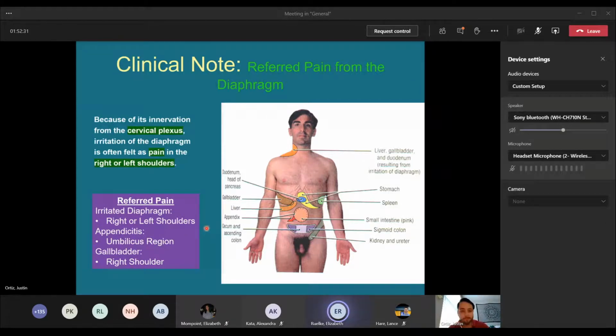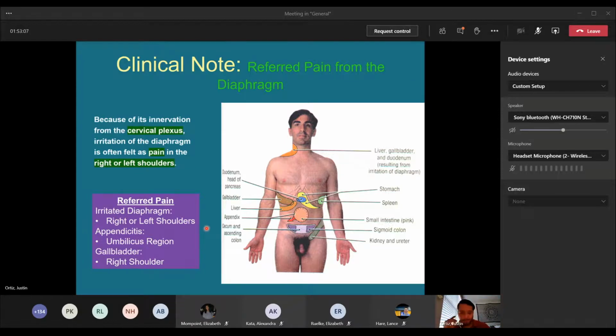Hey, Justin, quick question. In lecture, he mentioned for the appendix, the initial pain is in the umbilicus region, but then later as the appendix gets more inflamed, it's in the right lower quadrant. If he were to ask us a question about that, he would have to specify whether it's early on or late, correct? Yeah, he would, and I doubt he would say umbilicus region versus where the appendix is, because it could be both areas, depending on how early it is. Okay, thank you for clarifying. Yeah, of course. Okay, and that's referred pain.